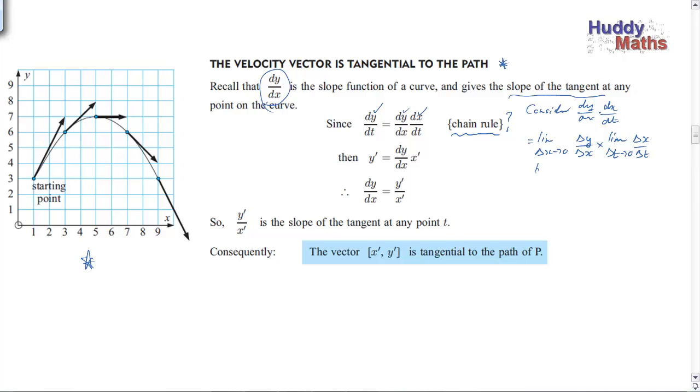Okay, but what we can say is as delta t tends to naught, delta x tends to naught. Why? Because our x is a function in time, here a continuous function in time. So let's change all the limits to limit as delta t tends to naught. So here's the limit as delta t tends to naught of delta y on delta x times delta x on delta t, using a common limit statement out the front.